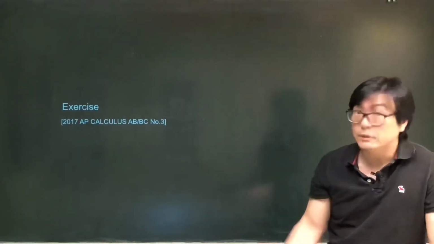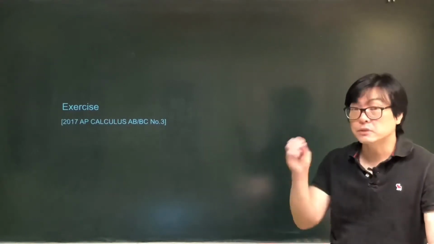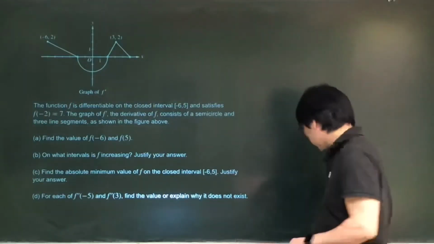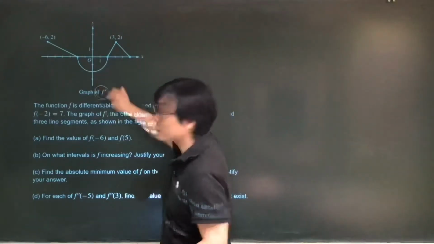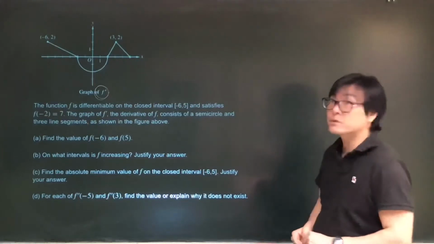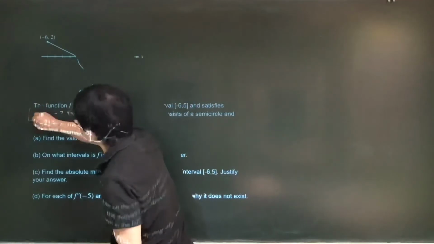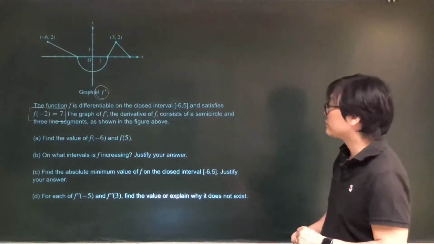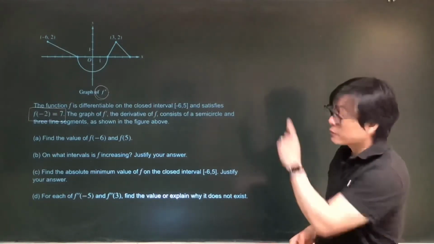So I will show the question in this slide as well, and you can download the original package from the College Board website. Okay, here is the question. We have the graph of f prime. That's the important one. The function f is differentiable on the closed interval from -6 to 5 and satisfies f of -2 is 7. So this is our given condition. We'll use it. The graph of f prime, the derivative of f, consists of a semicircle at the center and 3 line segments as shown in the figure above.